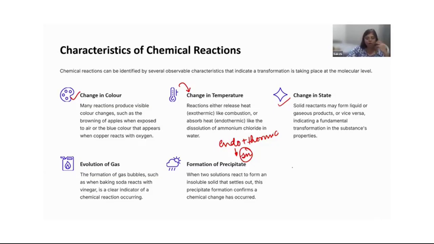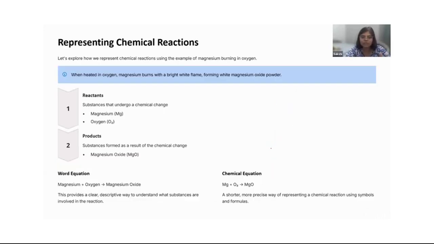Next is formation of a precipitate, right? A precipitate is a solid substance. When the reaction has taken place, we see that a solid substance has settled down at the bottom of the test tube, right? We can study this in detail. It is a very good reaction, the formation of a precipitate. It looks like curd, particles of curd which are settling down, and it has different colors for different reactions as well. So now let us move forward to represent the chemical reactions.